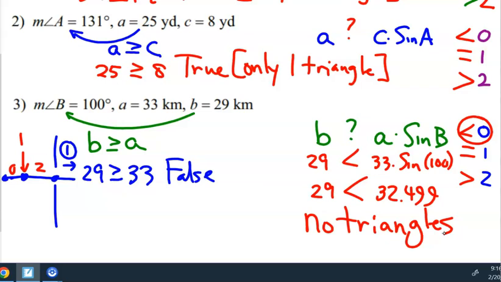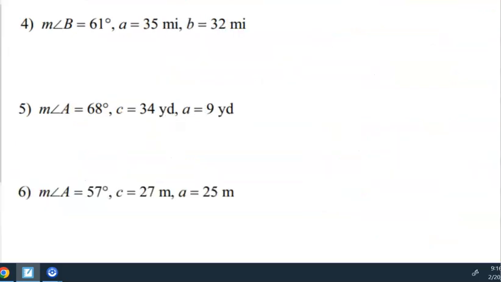So that means for this situation here, that situation would be in the region where if you swung the arm for B, it would never hit the angle. So there's no triangle in that situation. All right, problems 4, 5, and 6. You go ahead and go through the same steps, see whether or not there's one triangle using the side opposite the angle compared to the other side. And then if that is false, then use the sine as the second part. And are the values less than, greater, or equal, and it will determine how many triangles there are.